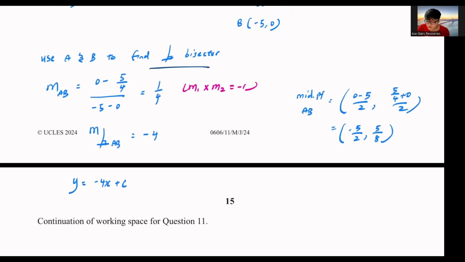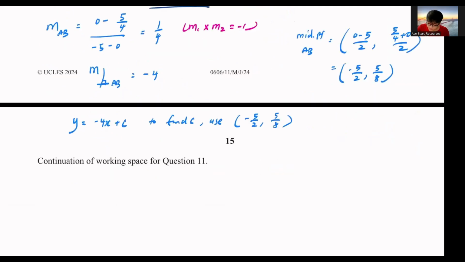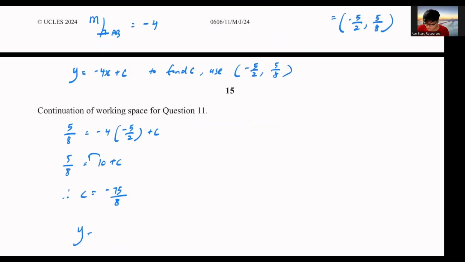To find c, use (minus 5 over 2, 5 over 8). So minus 4 multiplied by negative 5 over 2 is going to be positive 10. So therefore c will be, okay, I think we might have the answer real quick. Minus 4x minus 75 over 8.